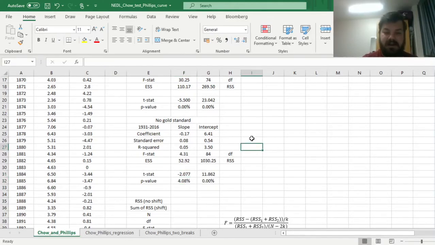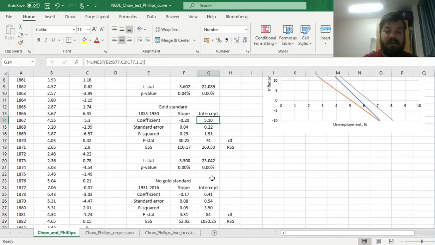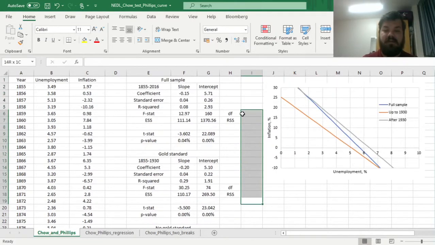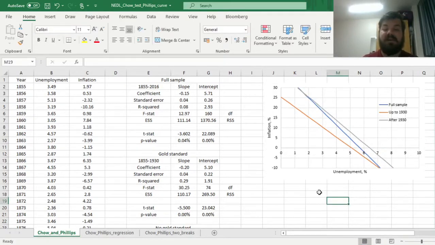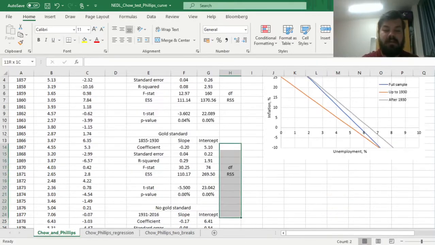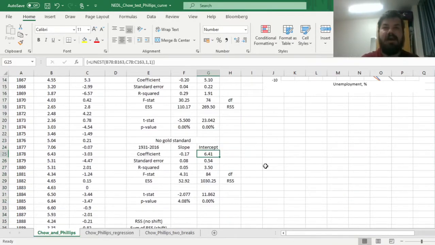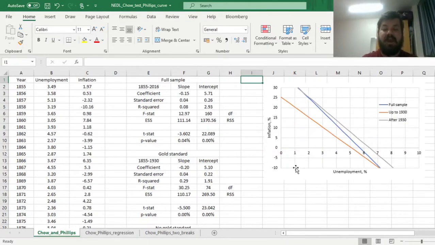And what did change significantly is the intercepts, the natural rates of unemployment. And we can see it even from the graph. We can see that the slope didn't change much, but the natural rate of unemployment in the post-gold standard era is quite a lot higher. It's between 6 and 7%, 6.4% to be precise. That can be looked up in the Linus template. It's higher than the one before the gold standard was abandoned, 5.1%. And the slope didn't really change.